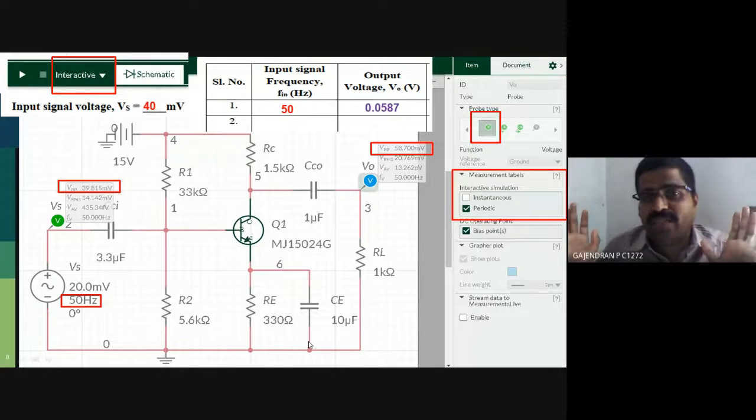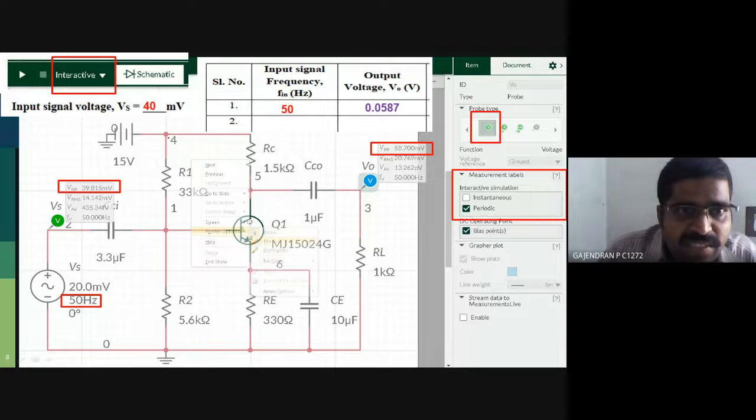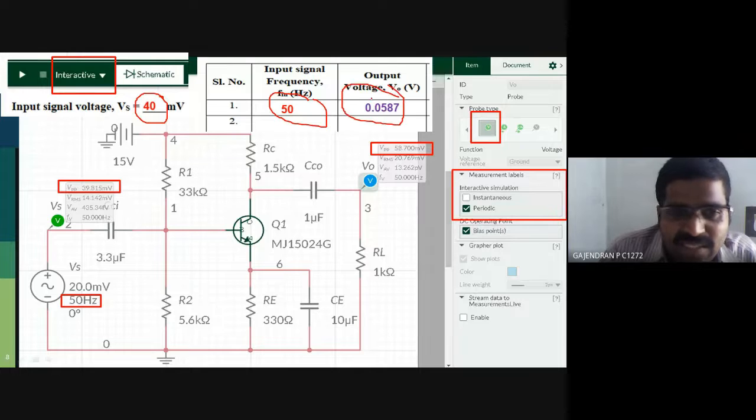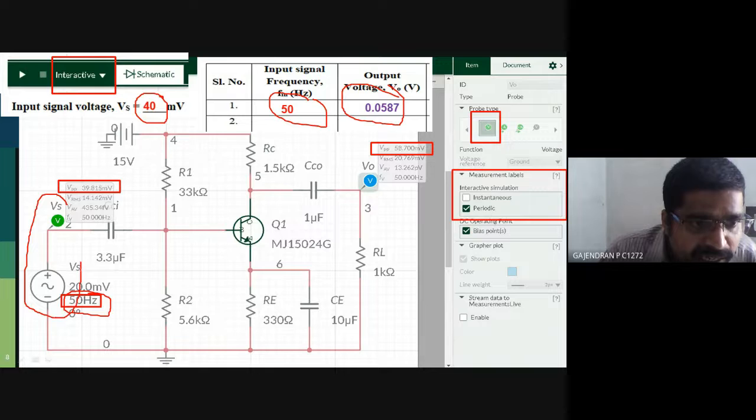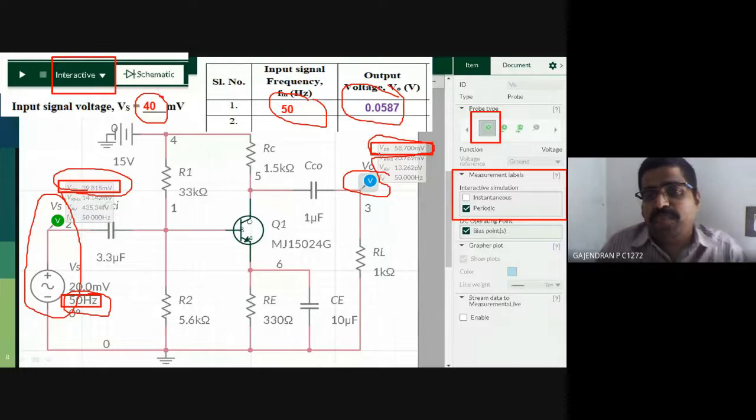Is it clear, dear students, how to get these 3 readings? From the frequency, then input signal peak to peak value, output signal peak to peak value. Any doubt in this, please ask.